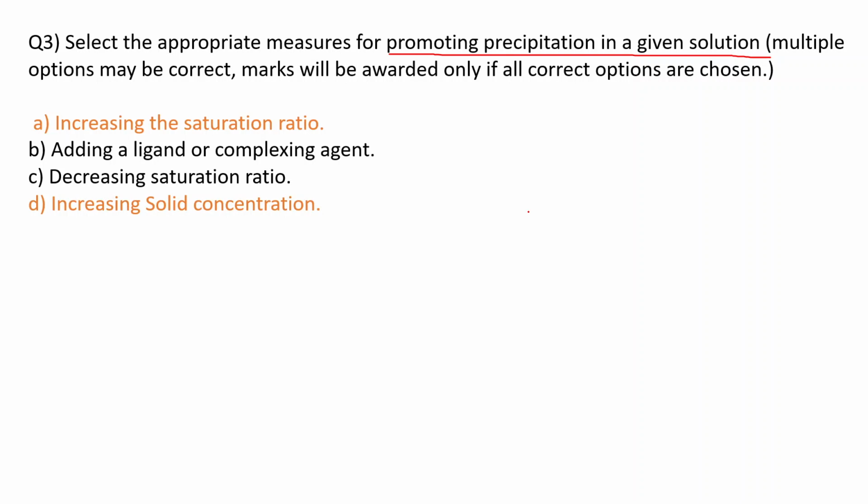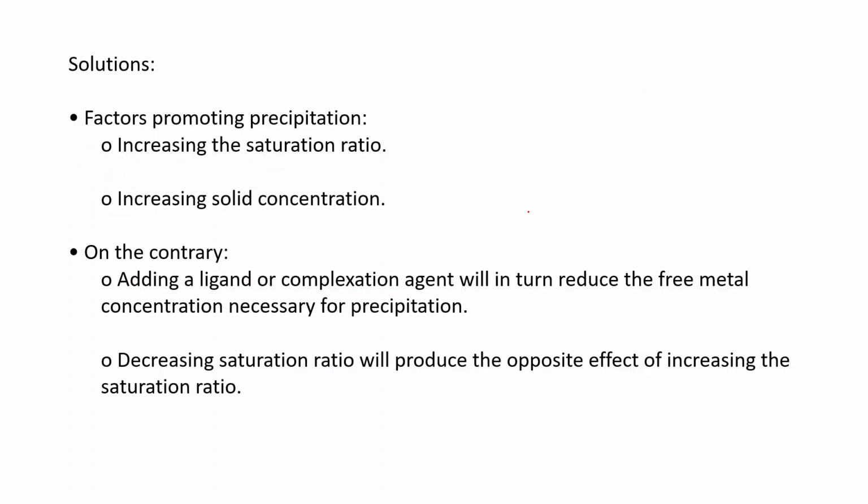So the solution is we can increase either the saturation ratio or the solid concentration. For increasing the solid concentration, a very simple example: if you mix NaCl in water and keep on adding NaCl, there will be a time that it won't dissolve. So by increasing the solid concentration, we can promote precipitation, right? And the second is by increasing the saturation ratio. So this is the solution. Factors promoting precipitation are saturation ratio and solid concentration.